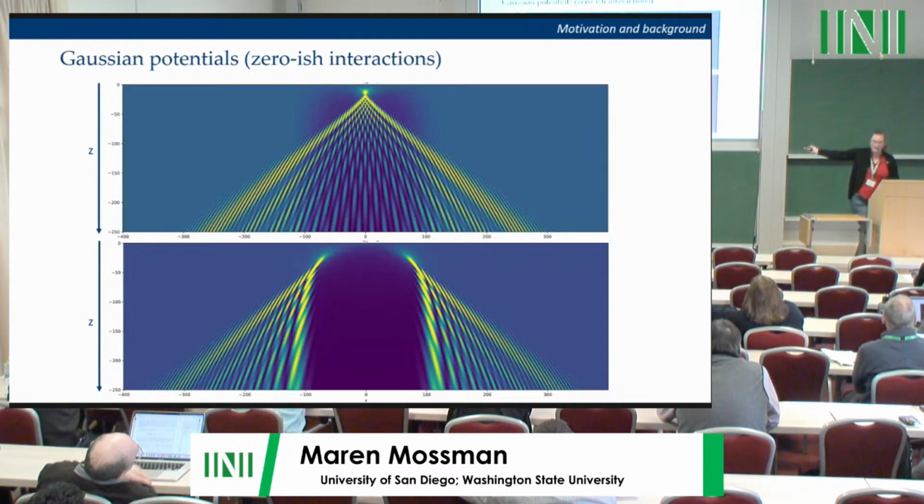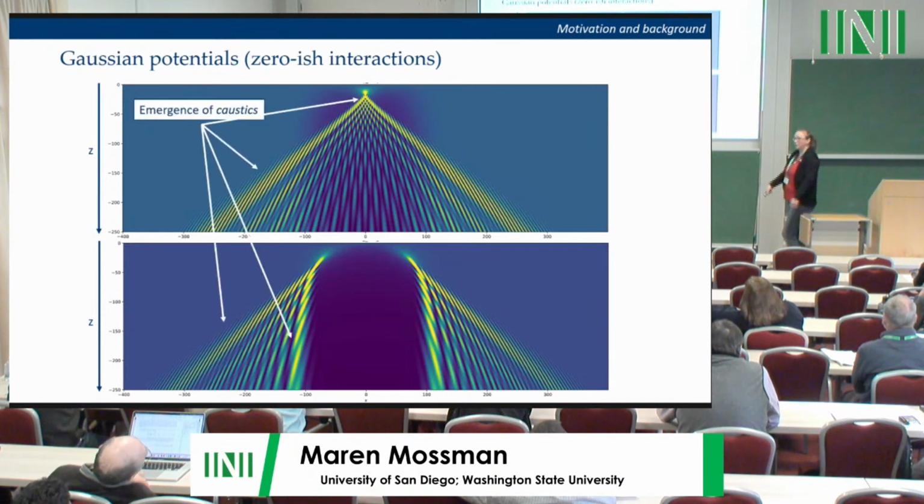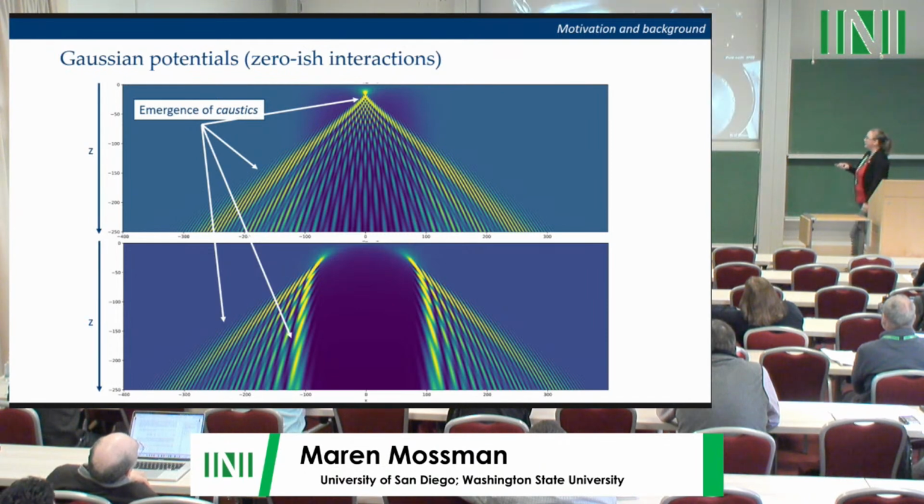Okay, so what we see when we have zero interactions is the emergence of what we know as caustics, okay? And so today I'm going to be showing you some beautiful pictures of actual experiments, okay?